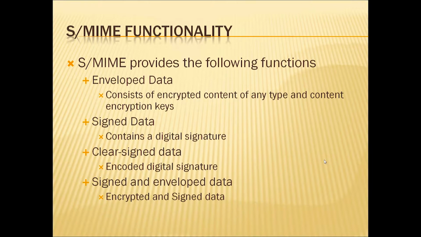So, it has enveloped data, signed data. That means cryptography is used for confidentiality and authentication. Clear signed data, that means encoded digital signature. One is signed data, which contains the digital signature, another is encoded within the body, and signed and enveloped data. So, both are there. That means encrypted as well as signed, the one that I showed you, how you can put everything in an envelope and then sign it and send it, just like that.